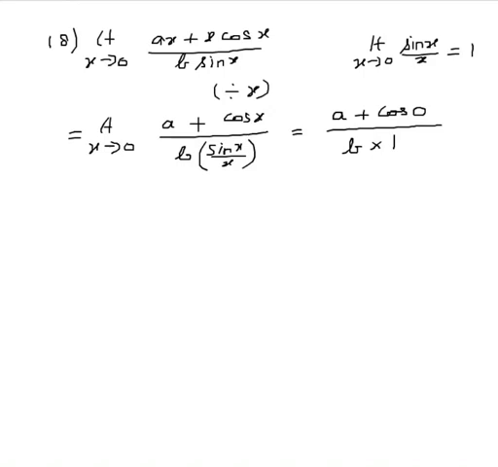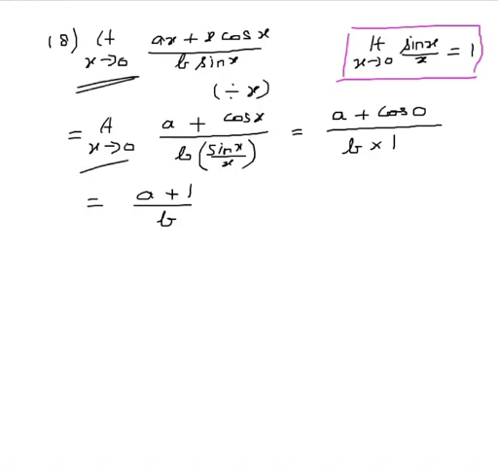Therefore, the answer is a plus cos 0, which is 1, divided by b. Till we apply the limit value, we have to keep writing limit tending to 0 in each and every step. Once you apply the limit, no need to write the limit.